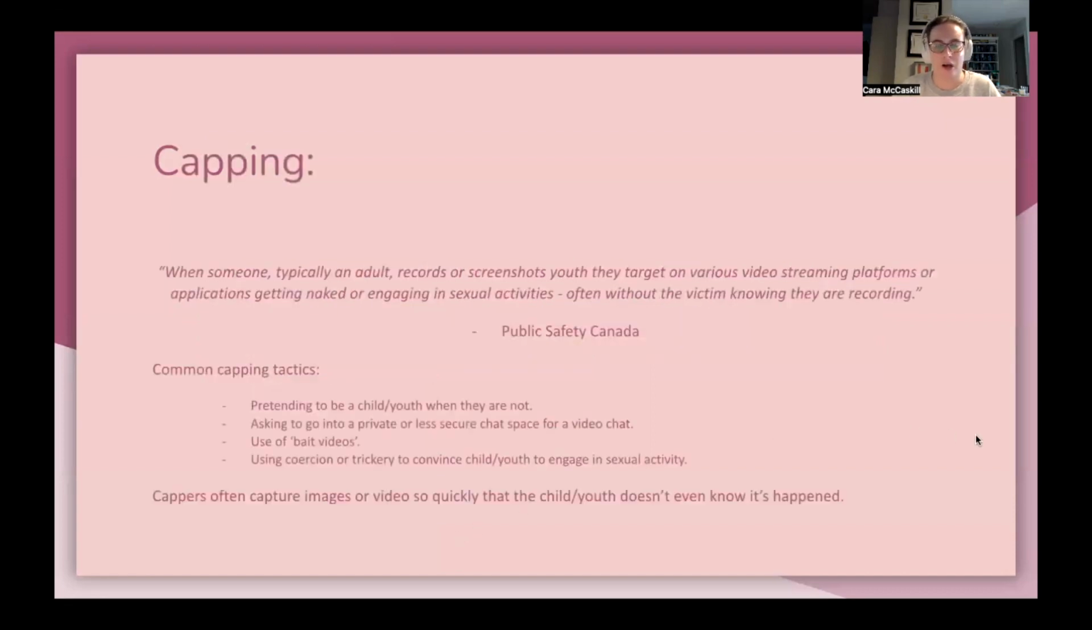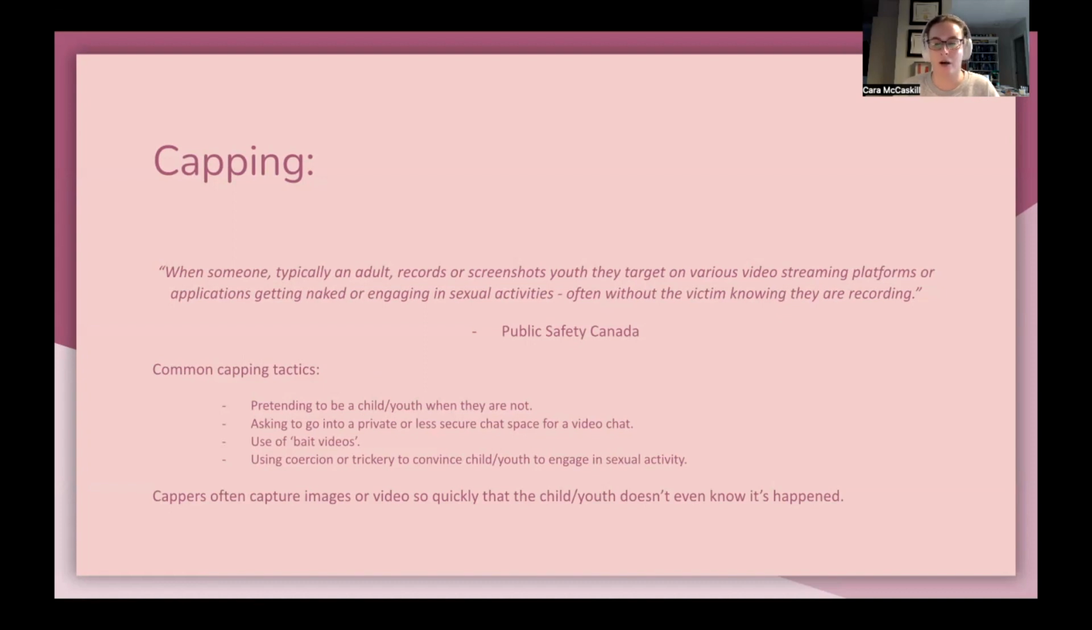And finally, we're going to be talking about capping, which is relatively unknown compared to the other types of online child sexual exploitation, and it also relates to child sexual abuse imagery. Public Safety Canada defines capping as when someone, typically an adult, records or screenshots youth they target on various video streaming platforms or applications, getting naked or engaging in sexual activities, often without the victim knowing that they're recording.